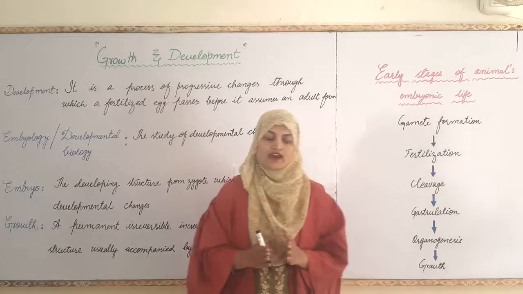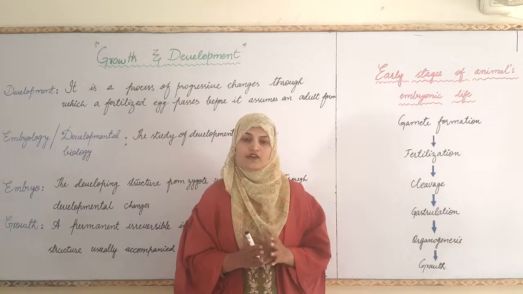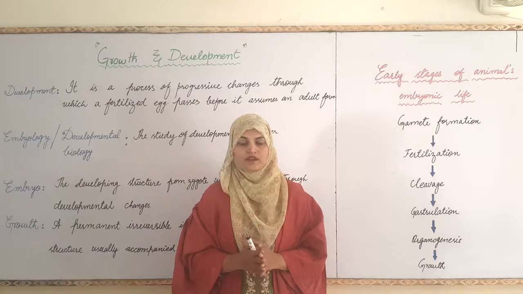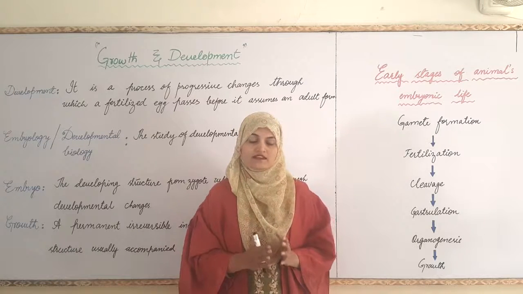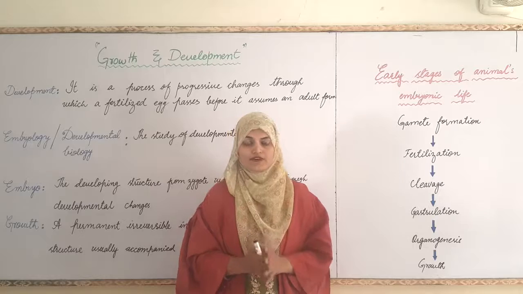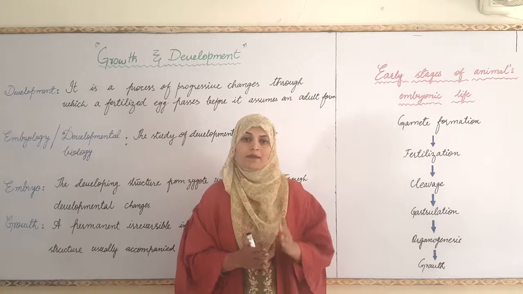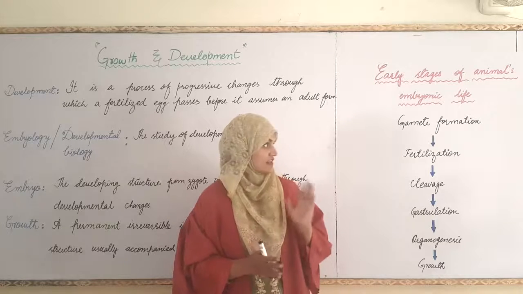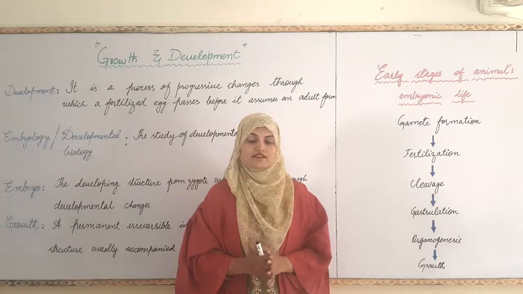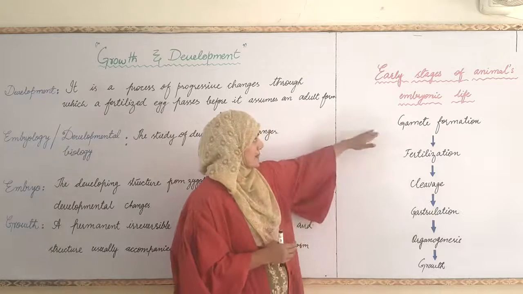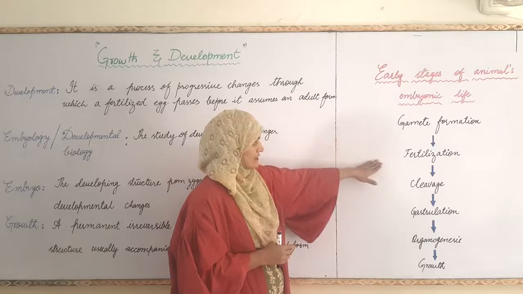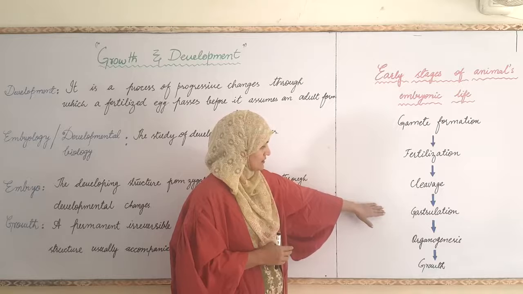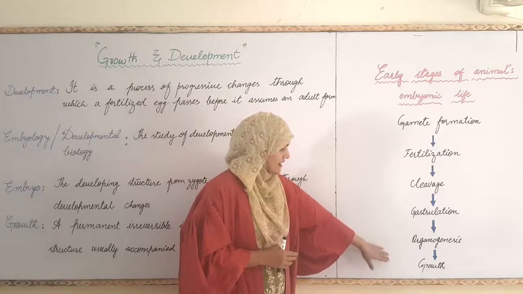For growth and development, an embryo or zygote passes through various stages which may be similar in some organisms, but in some organisms they can be different. But the basic stages are similar, and these basic stages through which organisms pass are gamete formation, then fertilization, cleavage, gastrulation, organogenesis and growth.